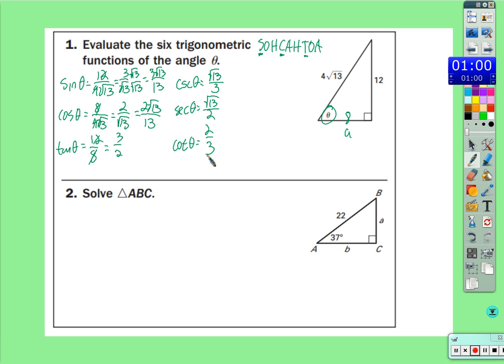The hypotenuse is always going to be along the slanted side, which also happens to be the side across from the biggest angle. In a right triangle, it's always going to be.